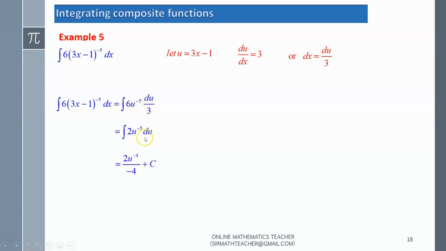Now let's add 1 to our index, which is negative 5. Well, negative 5 becomes negative 4. Let's divide by that negative 4. 2 over negative 4 is negative 1/2. Replace u with (3x take 1) to the negative 4 plus c. And writing with positive indices, we have our final answer.